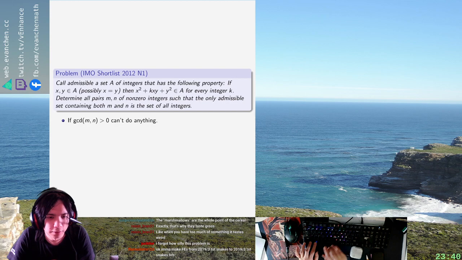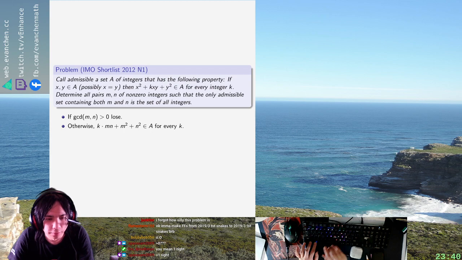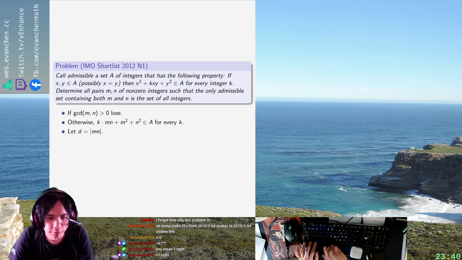So otherwise, K times MN plus M squared plus N squared is in A for every K. Okay, so we'll let D be the absolute value of MN. And then we have some residue, everything in C mod D for some fixed C.